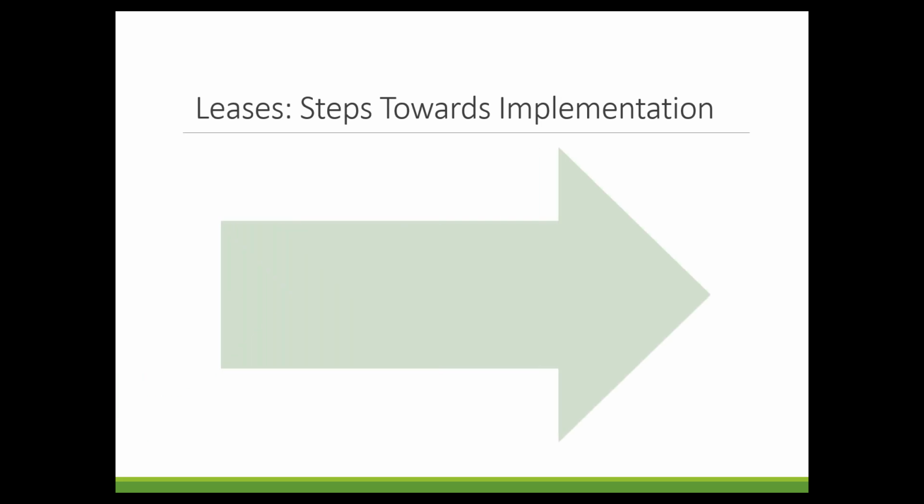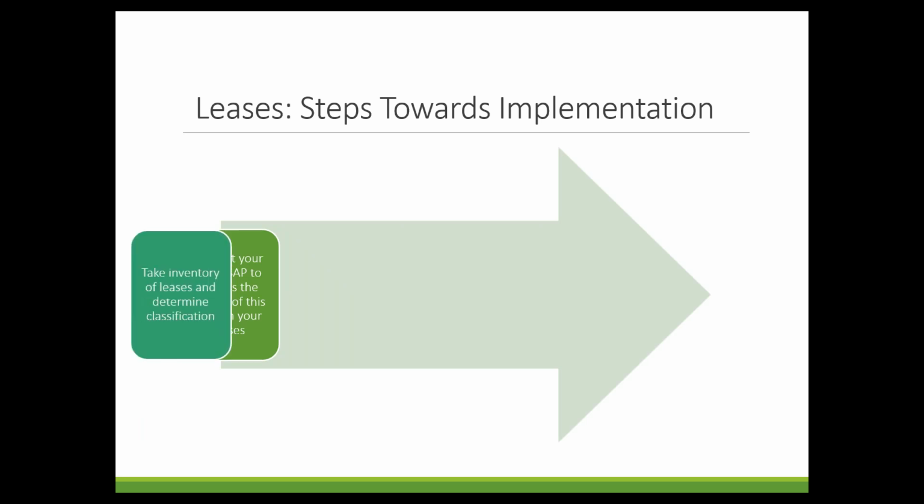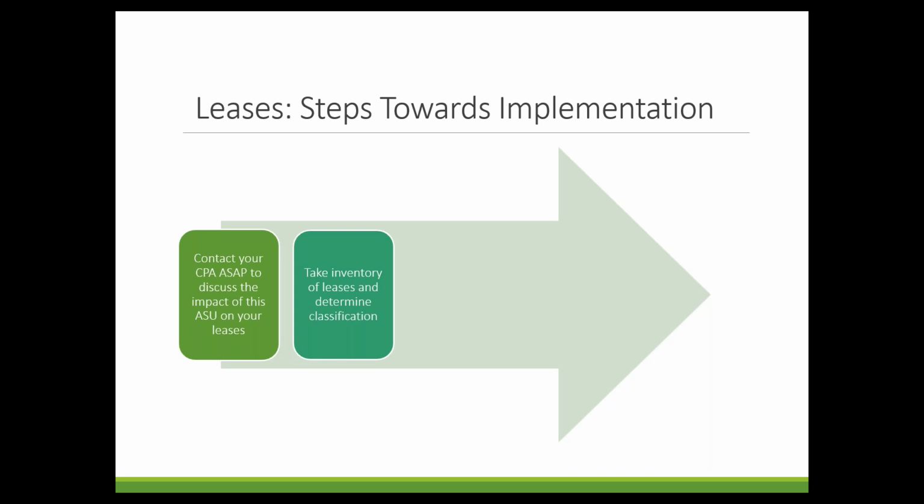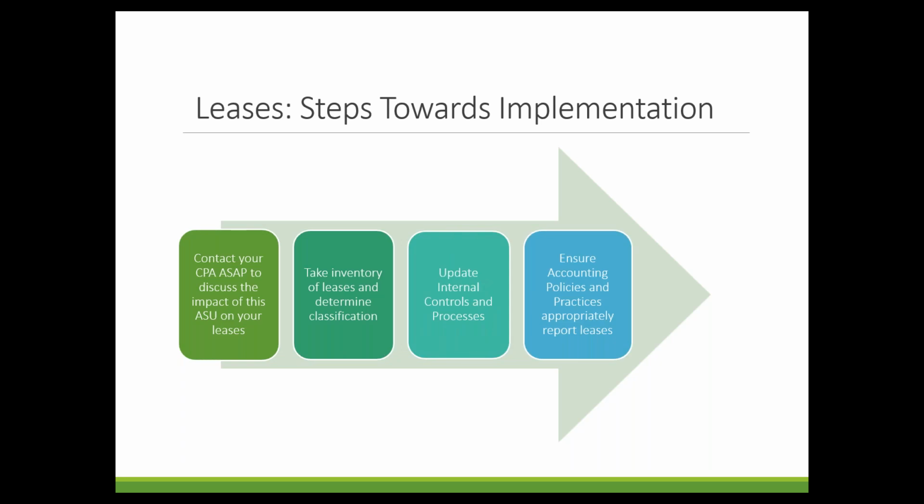Steps that we recommend you take towards implementation are to firstly contact your CPA as soon as possible to discuss the impact of this ASU on your leases, to then take an inventory of your leases and determine the classifications, followed by updating your internal controls and processes and ensuring that the accounting policies and practices appropriately reflect your leases. And lastly, consider the financial statement impact of the new leasing standard and the impact the new assets and liabilities will have on your debt covenants.